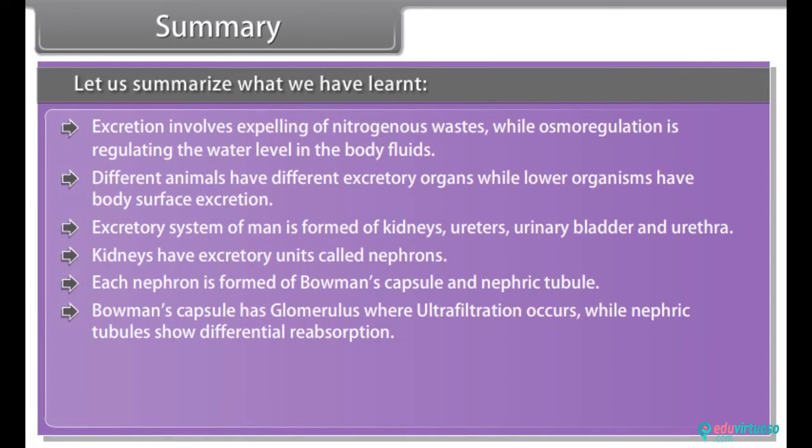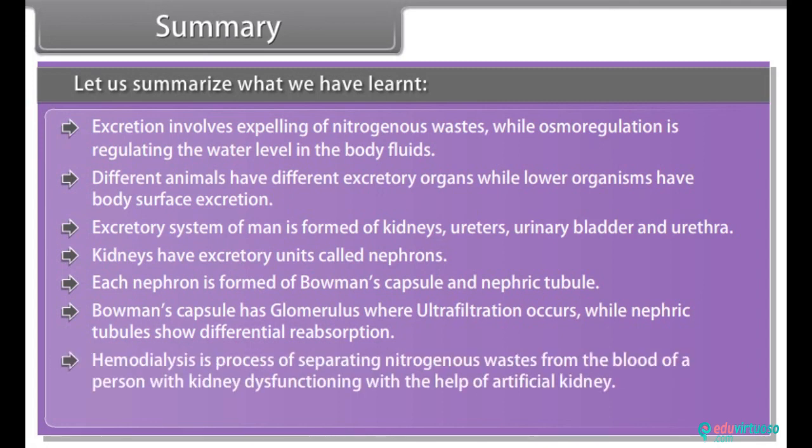Bowman's capsule has glomerulus, where ultrafiltration occurs, while nephric tubules show differential reabsorption. Hemodialysis is a process of separating nitrogenous wastes from the blood of a person with kidney dysfunctioning with the help of artificial kidney. In plants, oxygen and excess water is released through stomata.